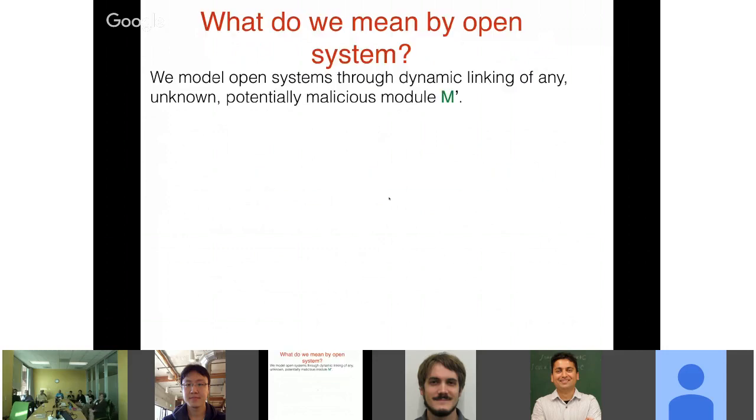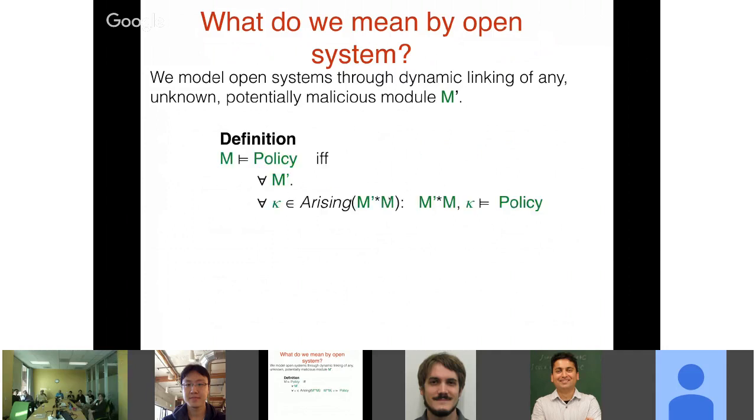So, open, trust, and risk. What do we mean by an open system? Well, basically, we model open systems through the idea that we can dynamically link any unknown, potentially malicious module M prime. So this is incorporating code that really we don't know anything about. This could be a cookie or an object handed in from somebody else. If we're really unlucky, it might be some library that we just pulled off the net and compiled in.